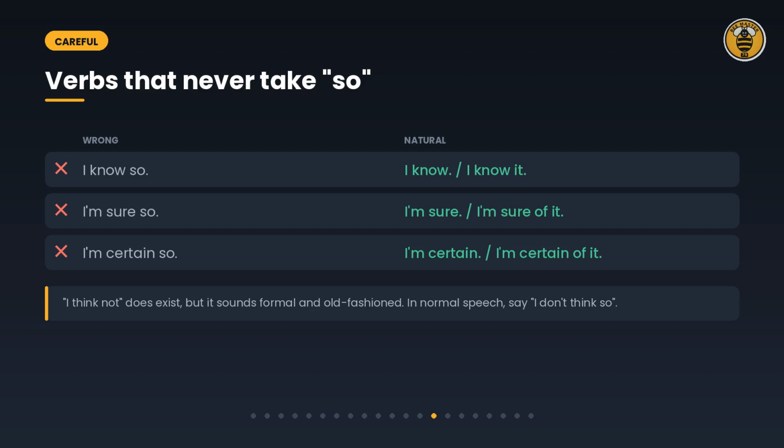And a small note on style. The phrase I think not does exist, but it sounds formal and rather old-fashioned. The kind of thing a character says in a period drama. In normal speech use I do not think so.